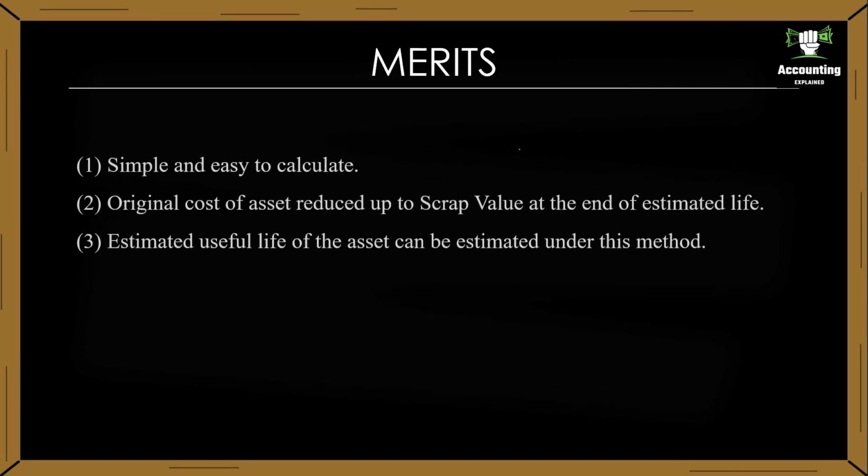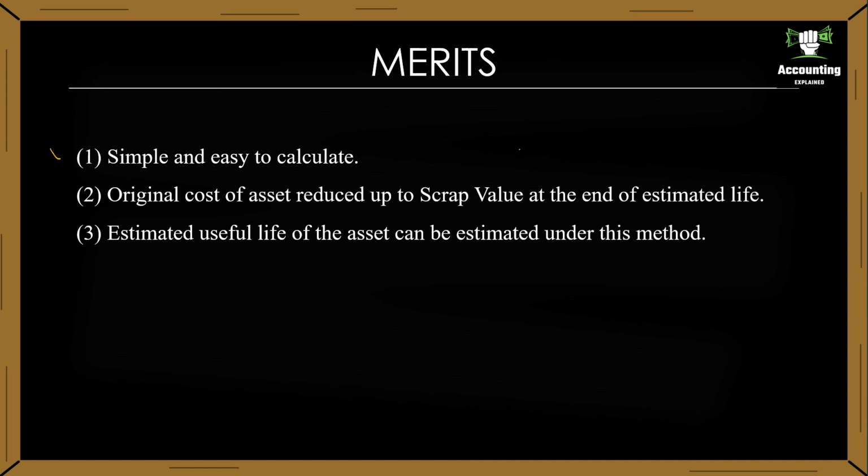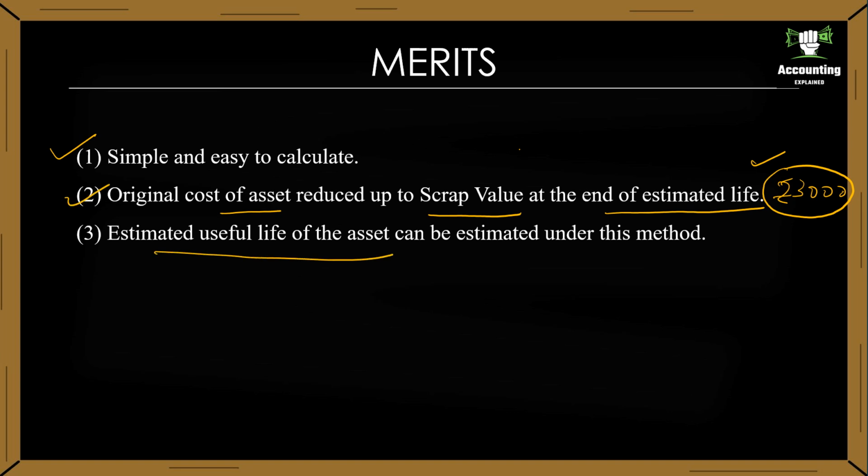Merits of the straight line method of depreciation. It is simple and easy to calculate. Original cost of asset is reduced up to scrap value at the end of the estimated life. In the last example, what did we see? The scrap value of the asset was 3,000, right? So the value of the asset will be reduced till 3,000. That is, at the end of the 10th year, the value of the asset will be only 3,000. This is what this point says. Estimated useful life of the asset can be estimated under this method. Opposite way also we can find out. We can also find out the estimated useful life of the asset when the depreciation and cost of the asset are given.